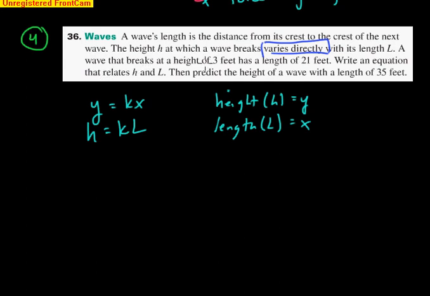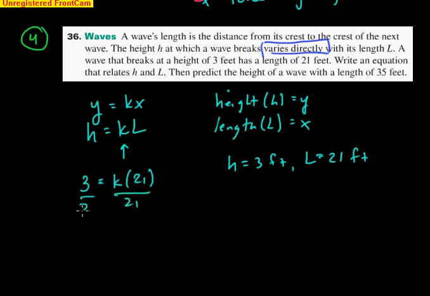It says a wave that breaks at a height of 3 feet, so it's giving me some information. At a height of 3 feet, its length is 21 feet. So it's giving me a pair of numbers, h and L, or the same thing as y and x. First part, write an equation that relates h and L. So remember, when it says write the equation, first find k and put it in there. In order to find k, we have to replace h and L with numbers. Well, we have them. H is 3, k is k because we're trying to find it, and L is 21.